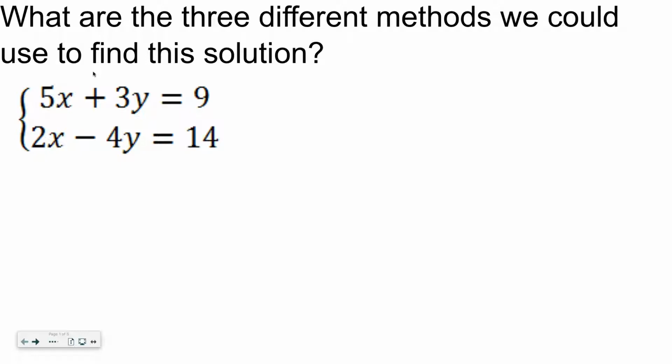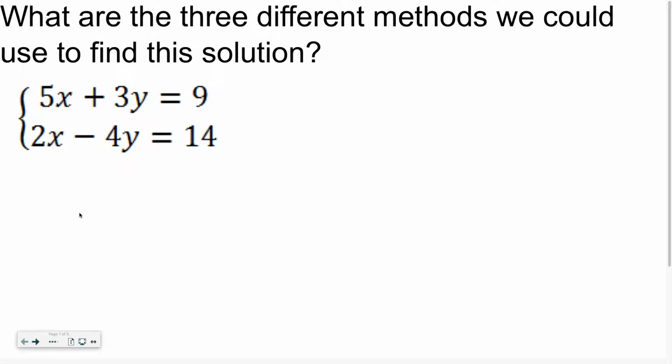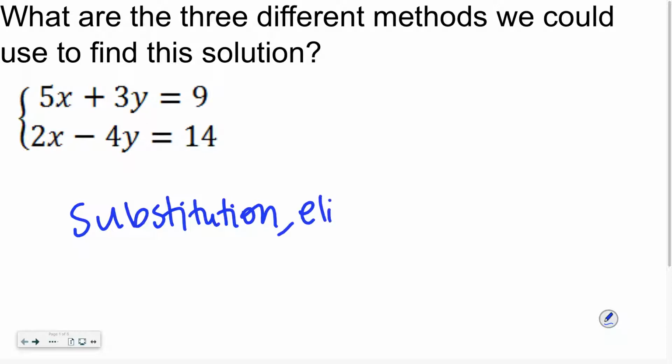There are three ways to solve a system of equations that you've talked about since Algebra 1. What's one of them, Nathan? Substitution. We have substitution. What else? Elimination. What's the third one?